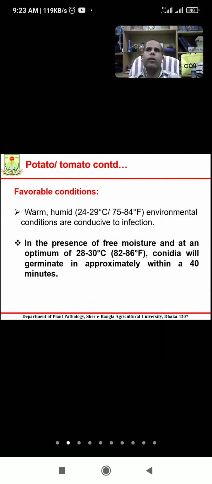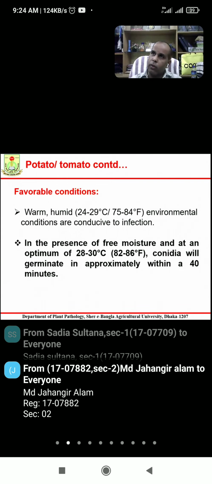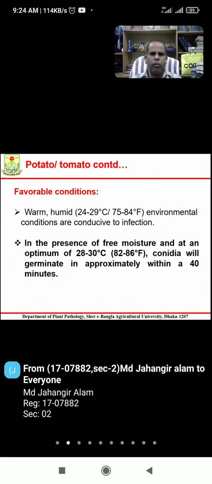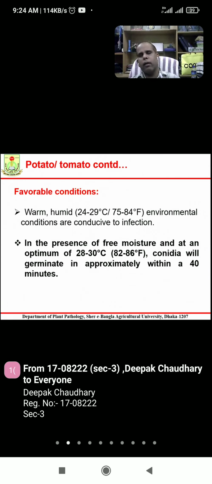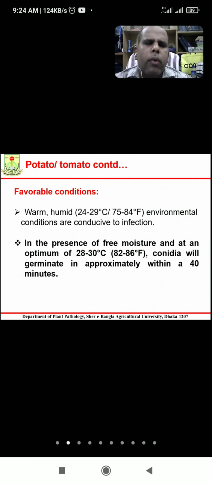So if the environmental condition is favorable and conducive to the Alternaria pathogen, then it may be a very severe problem, because several conidia will be produced, and they can spread out through the wind and attack new plants. So that is also a problem. Okay, so the favorable or environmental condition is a major factor.